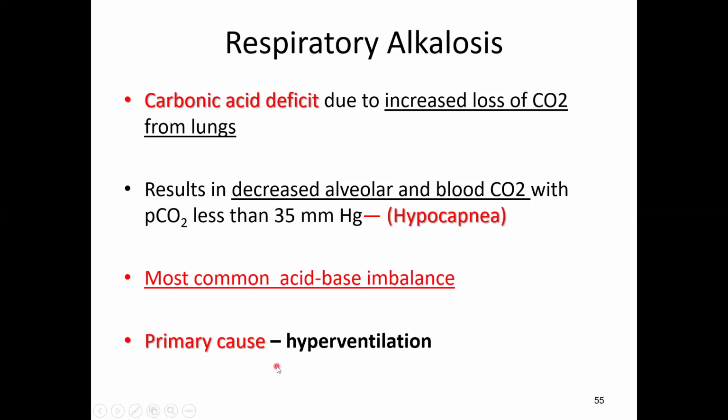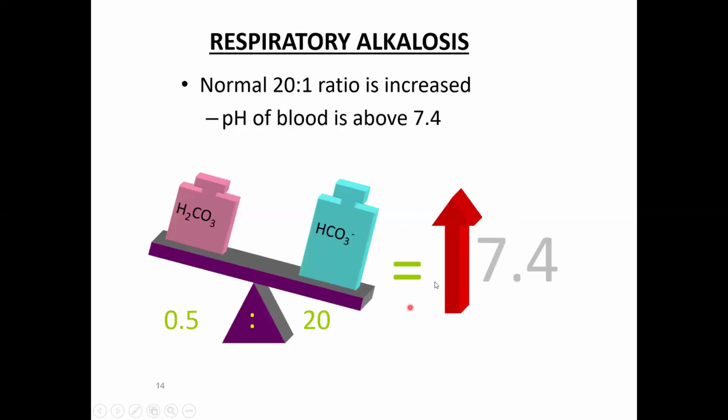Hyperventilation creates the condition of hypocapnia by a loss of carbon dioxide. Now we see that again there is a ratio disturbance. This time there is less carbonic acid and more bicarbonate, and the pH moves towards alkaline, alkalosis, above 7.4.